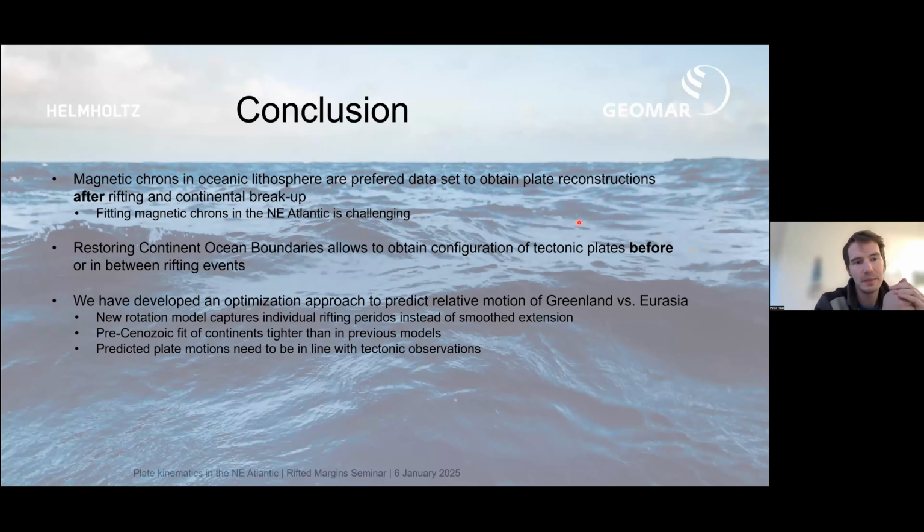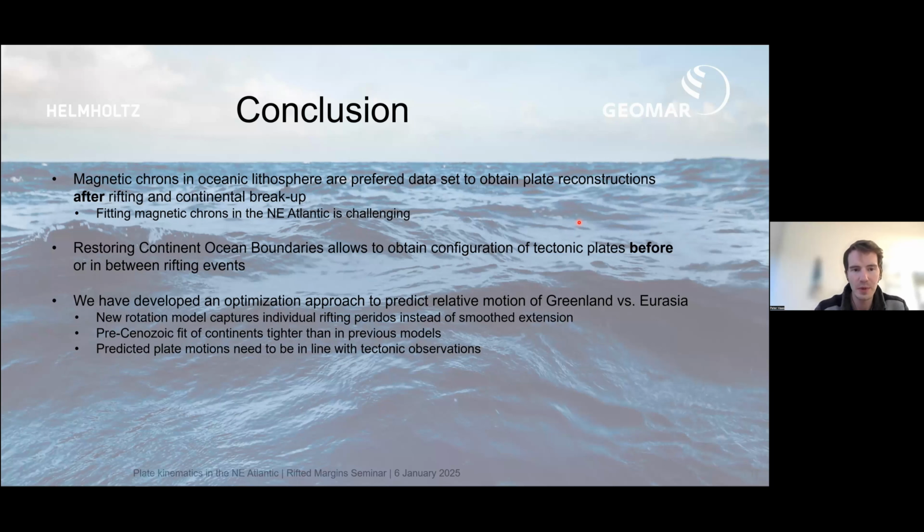So to conclude, magnetic chrons in the oceanic lithosphere are the preferred data set to obtain plate reconstructions after rifting and continental breakup. And we have seen that fitting the magnetic chrons in the Northeast Atlantic is challenging, especially for the Egge-rich rift system. These restored continent-ocean boundaries allow us to obtain the configuration of tectonic plates before or in between rifting events. And we have developed an optimization approach to predict the relative plate motion of Greenland versus Eurasia.